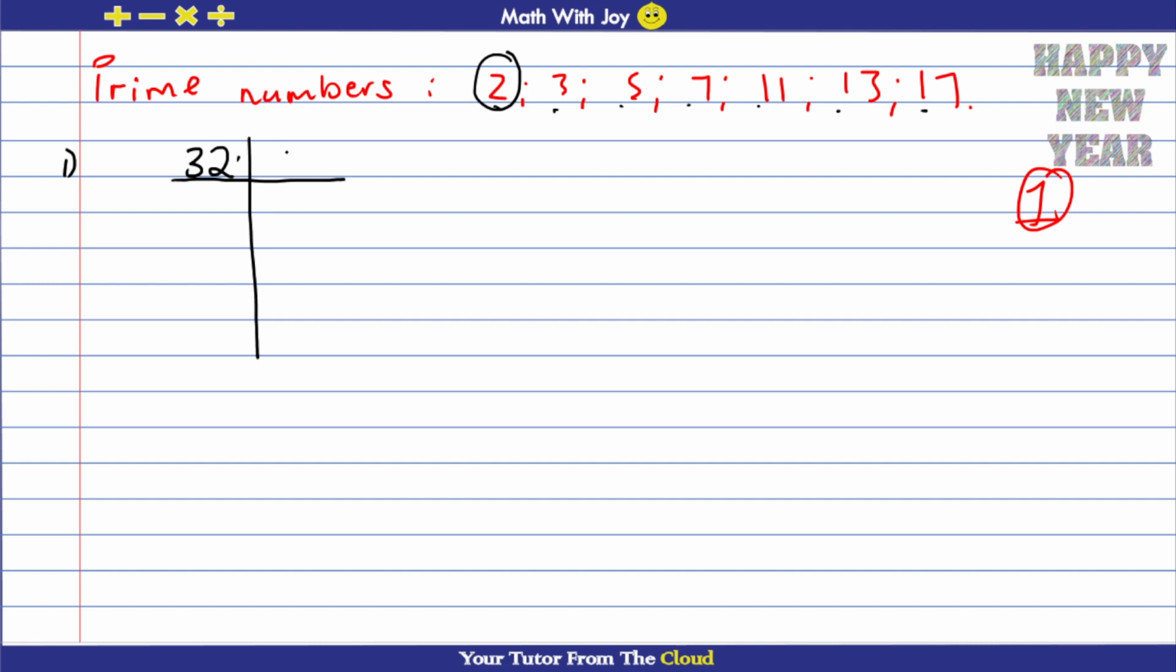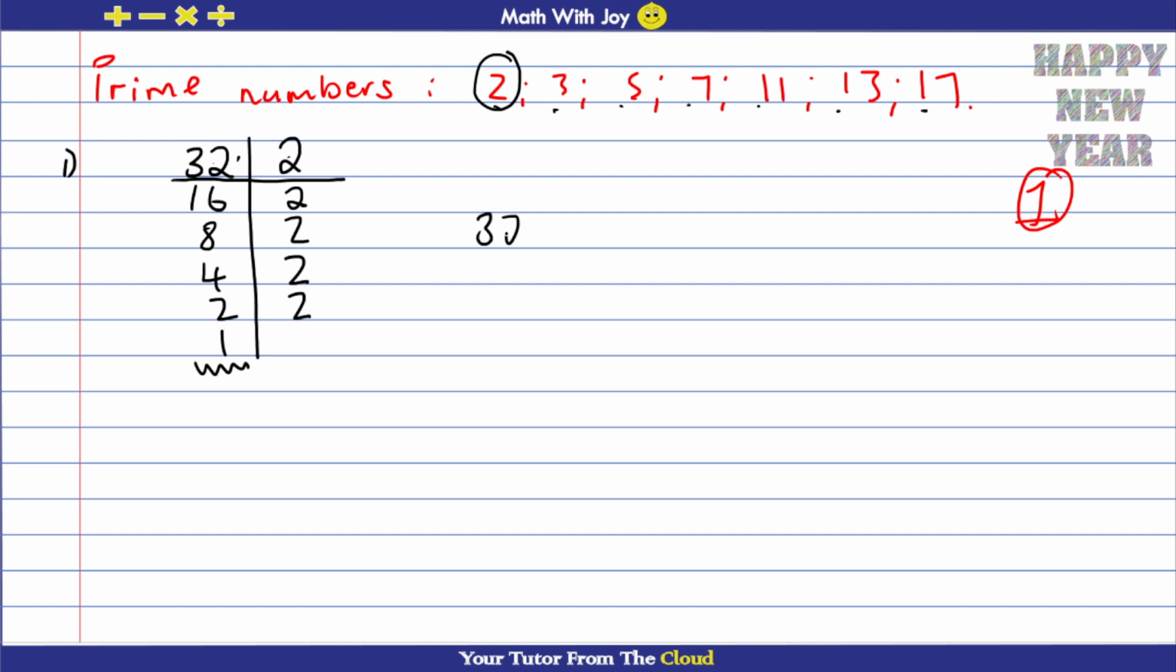So if a 2 does divide, I write the 2 here, and the answer that I get, I write it below 32. A 2 does go into 32. It goes in 16 times. A 2 still does go into 16. It goes in 8 times. A 2 still does go into 8. It goes in 4 times. A 2 still does go into 4, 2 times. A 2 still does go into 2. It goes in once. And when you're writing a number as a product of its prime factors, you will always have 1 here at the end. That's how you know you're done.